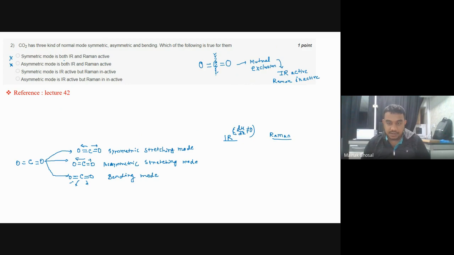So that means your dipole moment will not change. In the symmetric stretching mode here, the dipole moment is not changing, so it will be Raman active. And in these two cases the dipole moment is significantly changing, so this will be Raman inactive. Sorry, IR inactive. Right.